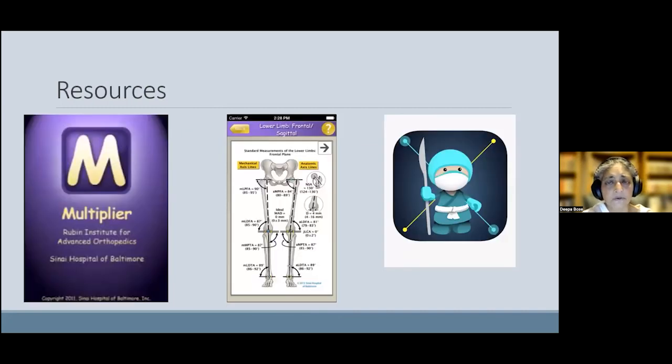There are also many online resources. The most useful is the Multiplier app. This is a free app that you can download to your phone, and it gives you the standard measurements for deformity correction, as well as lots of other useful measurements. And then finally, there is Bone Ninja, which is an app for iPad, which allows you to import X-rays into the app and then do a virtual deformity correction to help with your preoperative planning. I hope this has been useful for you, and thank you once again.